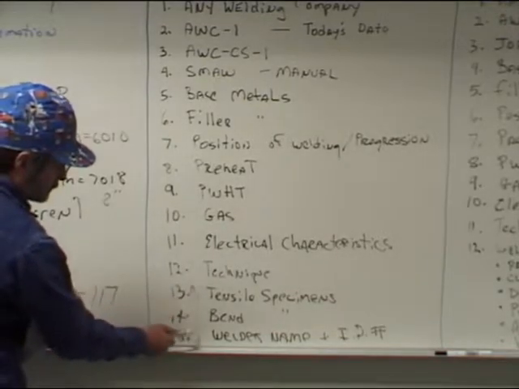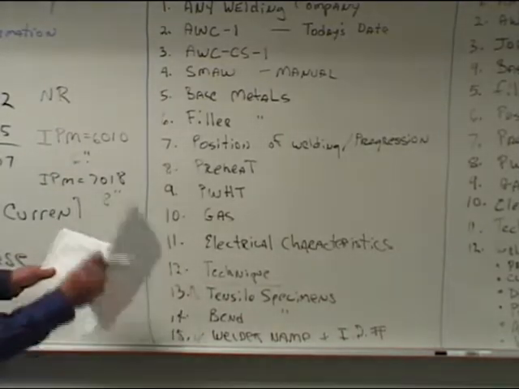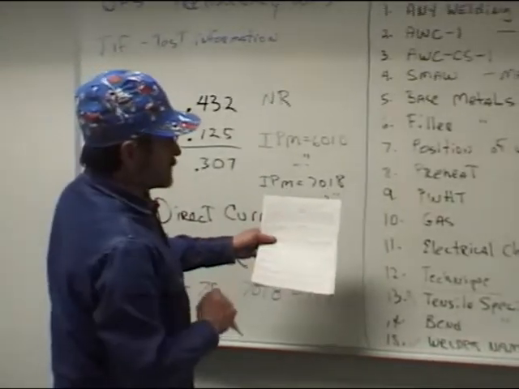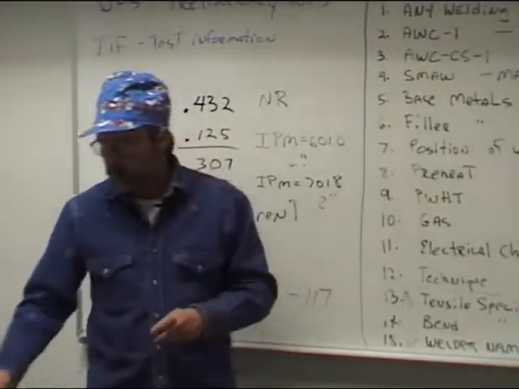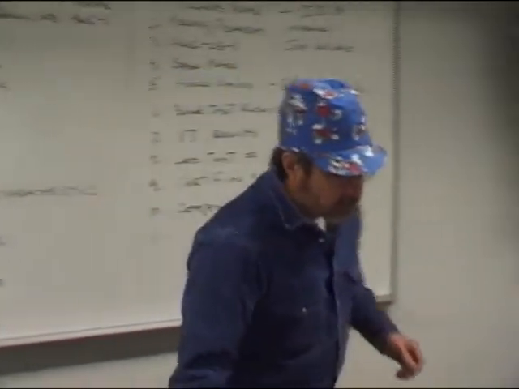Now at this point the welder's done. Once we get past technique, the welder is done. But if you'll flip your paper over, you're going to see it's got a place back here for the tensile test. Now the ASME code requires a certain number of test specimens to be taken.